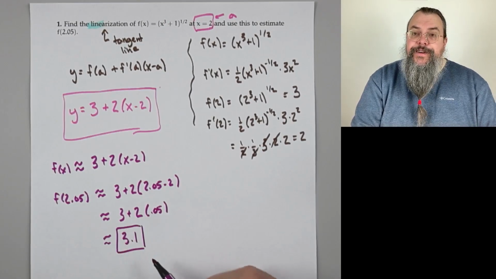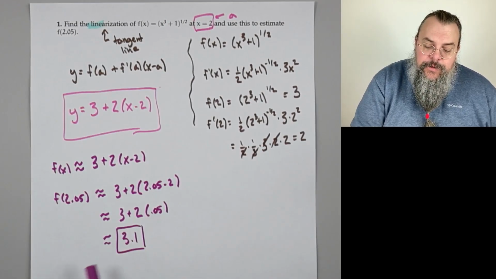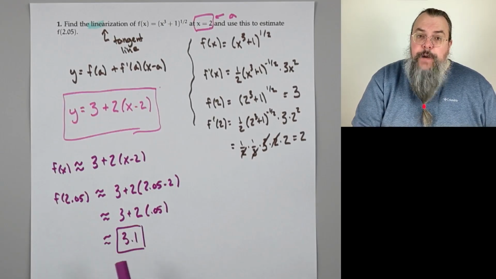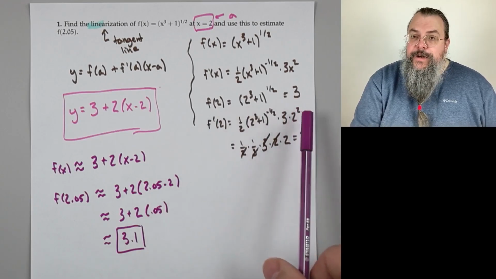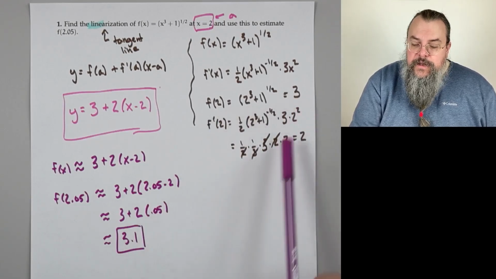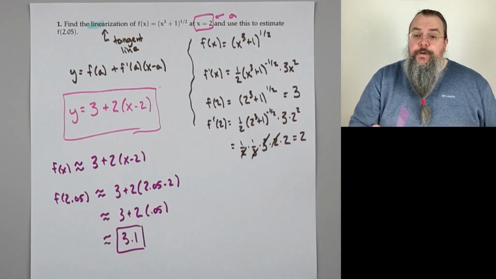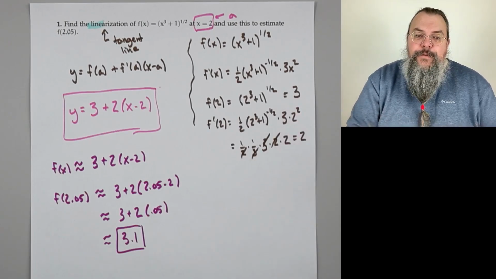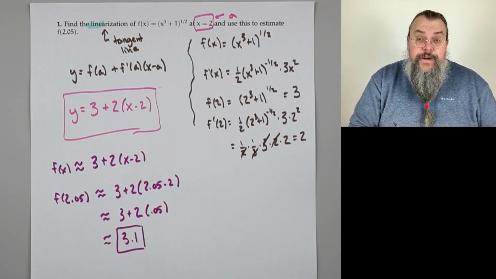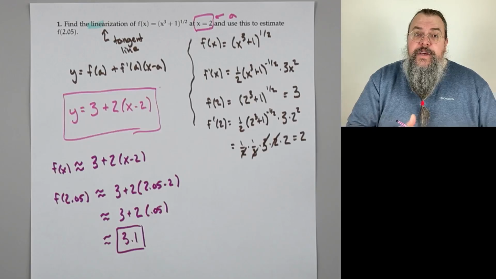Good, good. And now we should note, of course, that f of 2.05, 3.1, should not be very far from f of 2. All right? If we had gone f of 2.05 is like 20, and f of 2 is 3, we'd be like, mistakes were made. But no, that seems a very reasonable answer. And there we go. One problem down.